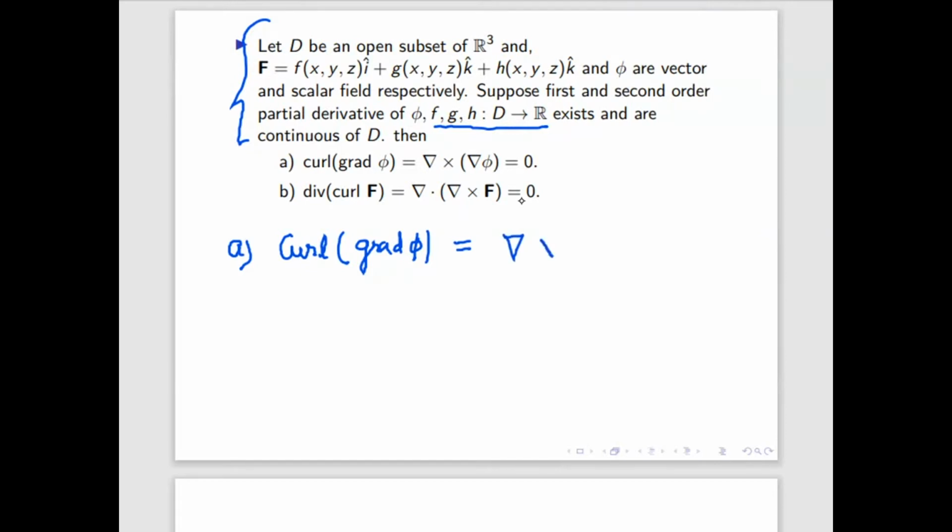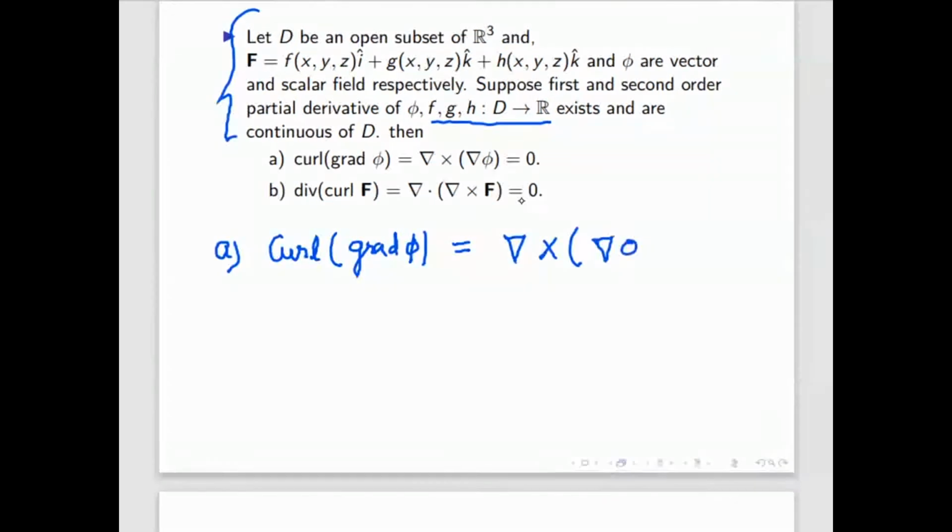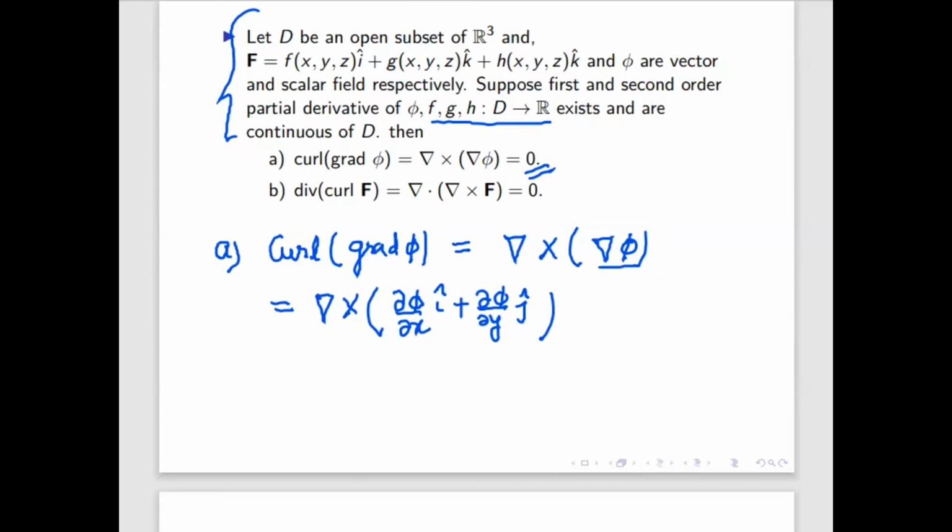Curl means cross product, gradient means this one. That means you have to prove this value is 0. So first we will calculate the gradient phi. What is the value of grad phi? It will come del phi by del x i cap, del phi by del y j cap, plus del phi by del z k cap. This is the value of grad phi.